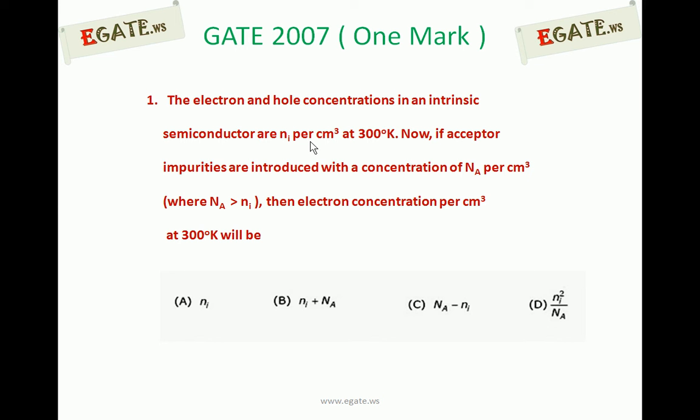Now, if acceptor impurities are introduced with a concentration of Na per centimeter cube, where Na is very large compared to Ni, then the electron concentration per centimeter cube at room temperature will be: A. Ni, B. Ni plus Na, C. Na minus Ni, D. Ni square by Na.